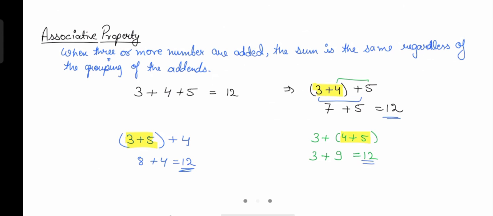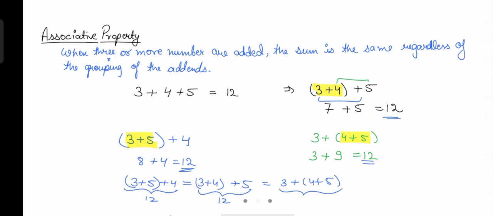So can we say that 3 plus 5 plus 4, when you group 3 plus 5, is equal to 3 plus 4 plus 5, when you group 3 plus 4, which is equal to 3 plus 4 plus 5. It means all of these are equal to each other. Why? Because their sum is coming out to be 12. For all of them, the sum is 12. So what do we understand?